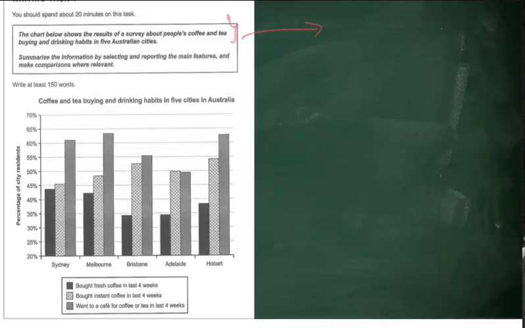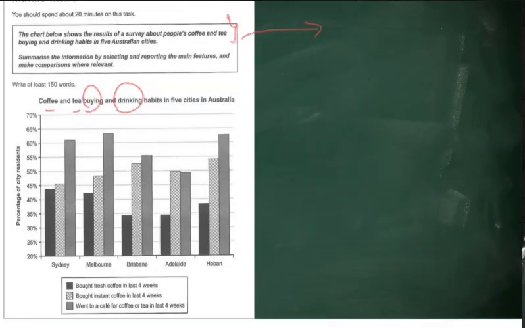This is about the results of a survey about people's coffee and tea buying and drinking habits in 5 Australian cities. So you have Sydney, Melbourne, Brisbane, Adelaide, and Hobart, right? So you have 5 places. And you have the coffee and tea buying habits and drinking habits, right? And for coffee and tea individually. So you have basically 2 things, buying and drinking of coffee and tea.